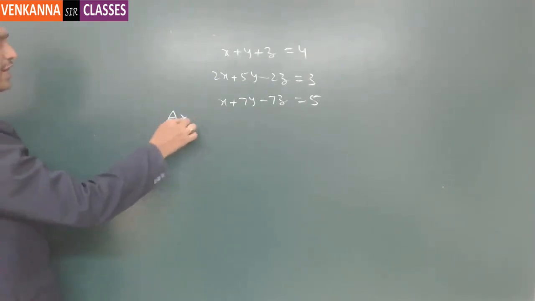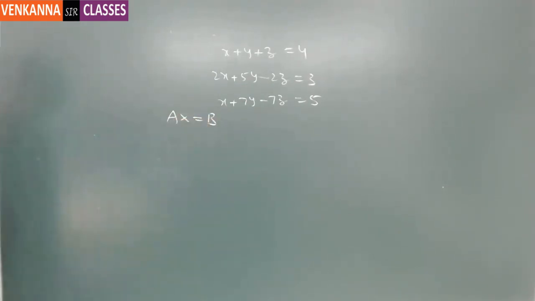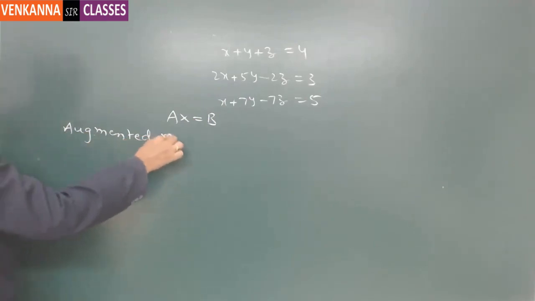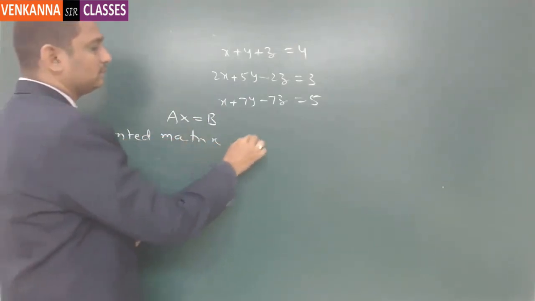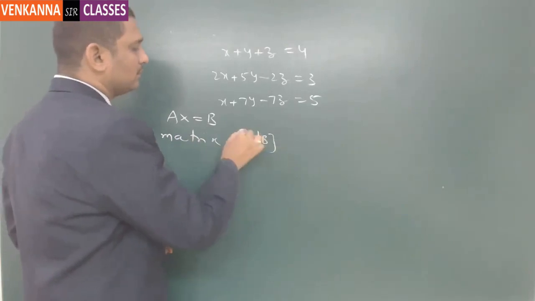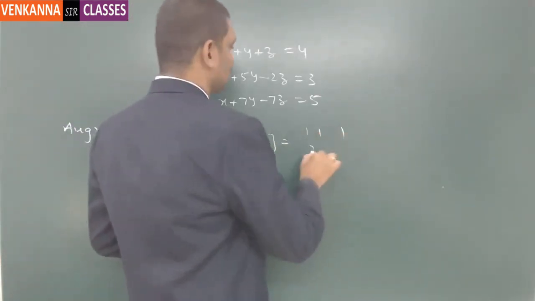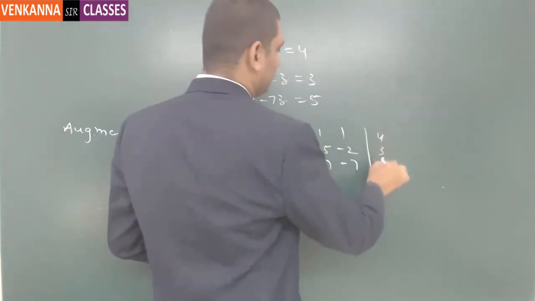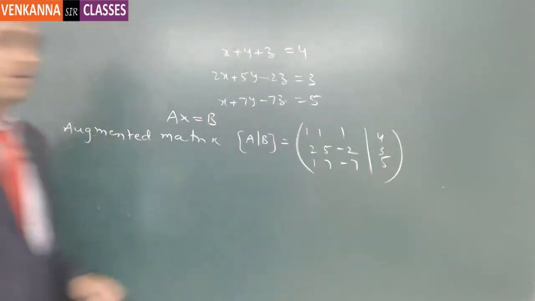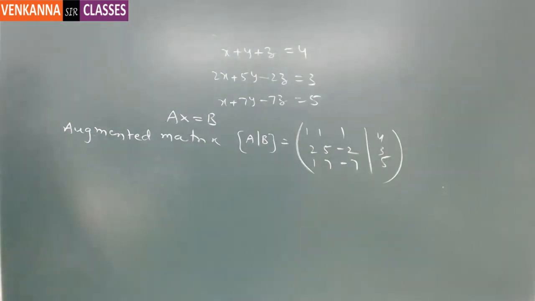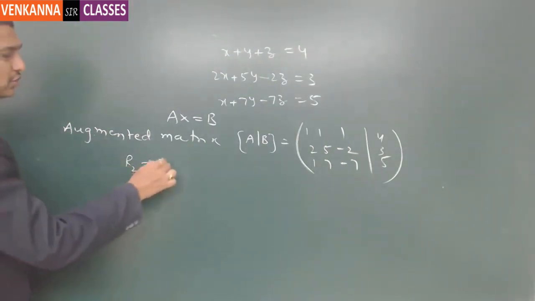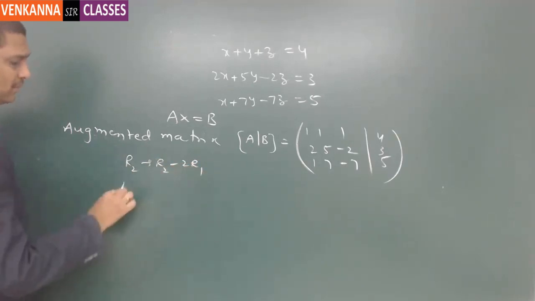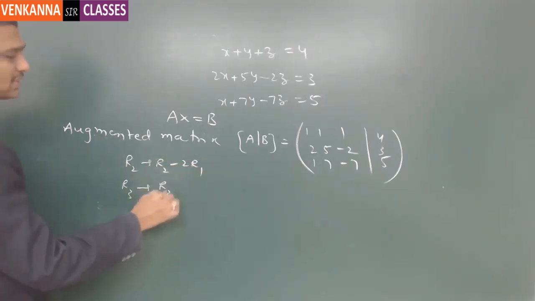So first you are going to write the equivalent matrix form AX equal to B, and you consider the augmented matrix or improved matrix, we can call A|B, equals 1, 1, 1, 2, 5, minus 2, 1, 7, minus 7, 4, 3, 5. Now let us apply the respective row operations here. So R2 tends to R2 minus 2 R1, and R3 tends to R3 minus R1.